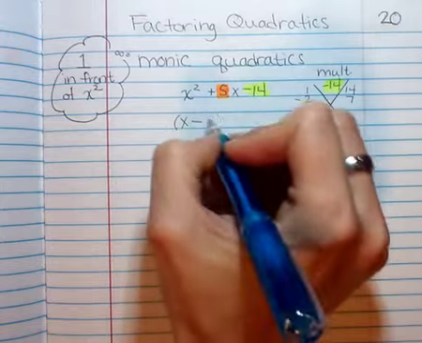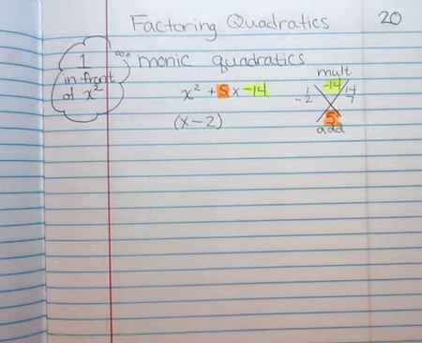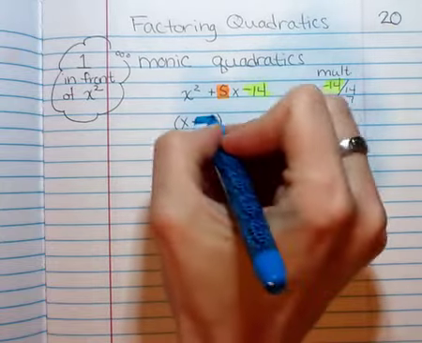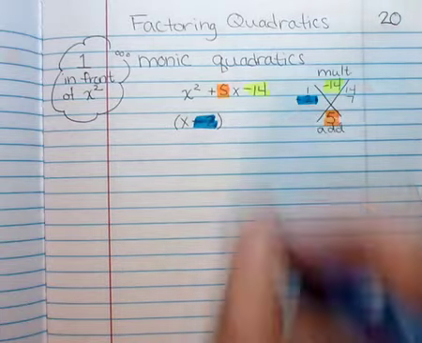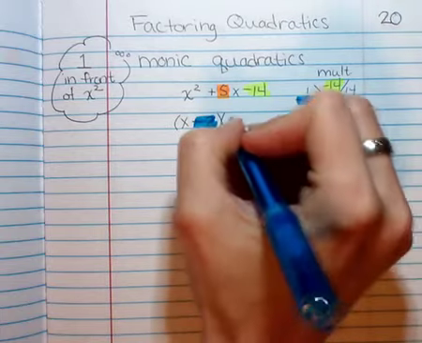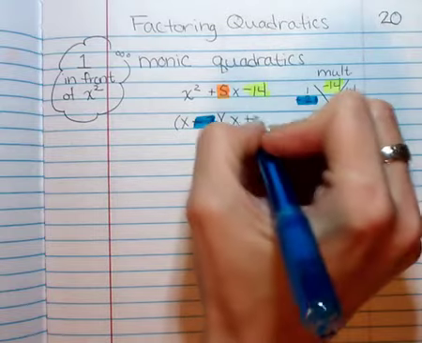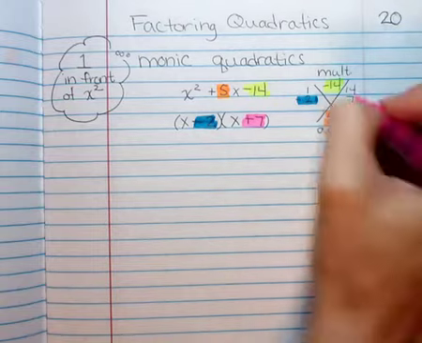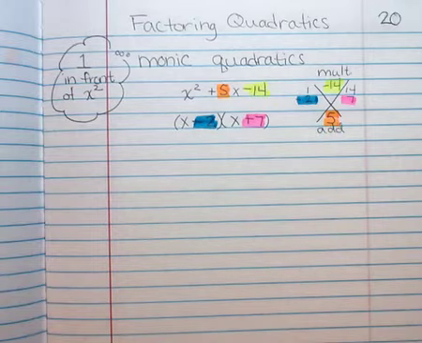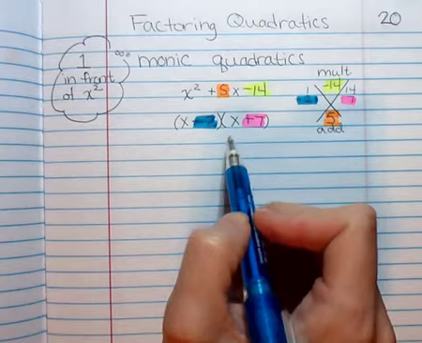So our first one is x minus 2, and that negative 2 came from the first factor that we found. And our second factor is x plus 7, and that factor came from the positive 7 that we found. So we've completely factored this. There's no more factoring that we can do.